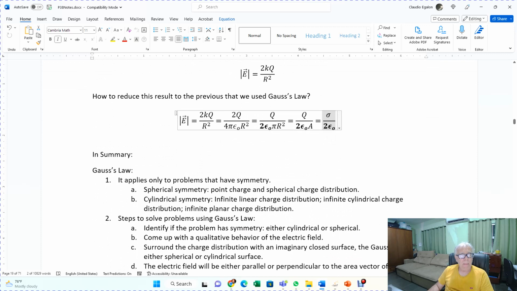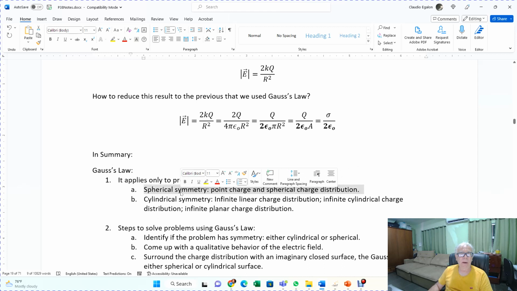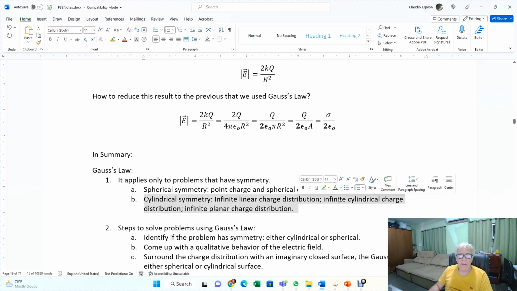Okay? So now we are done with the examples of Gauss's law. As I mentioned before, we have problems that involve spherical symmetry and cylindrical symmetry. The problems that involve spherical symmetry are point charges and spherical charge distributions. The problems that involve cylindrical symmetries are linear charge distribution, cylindrical charge distribution, and infinite planar charge distribution.